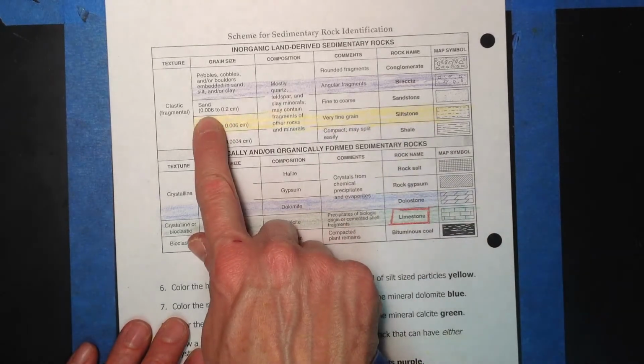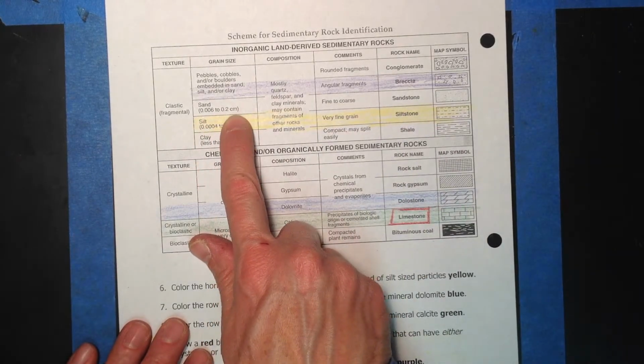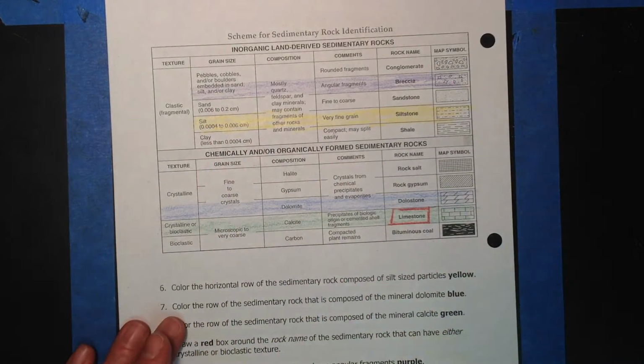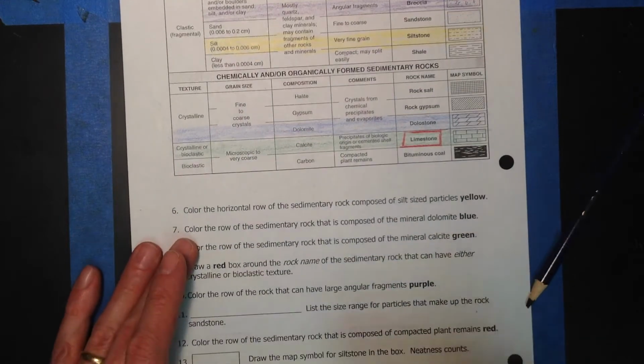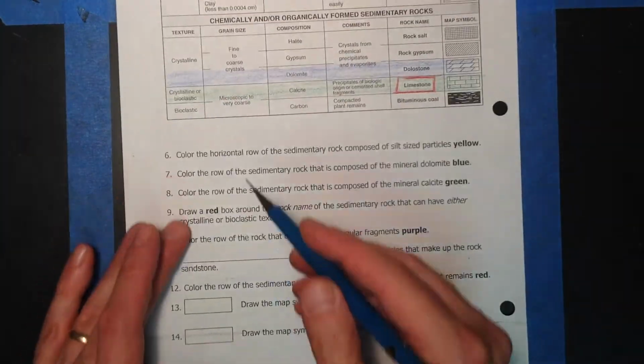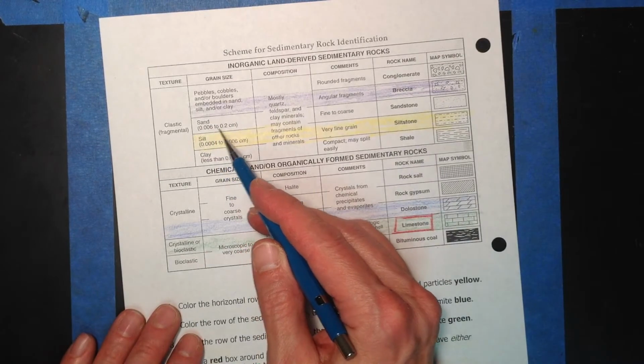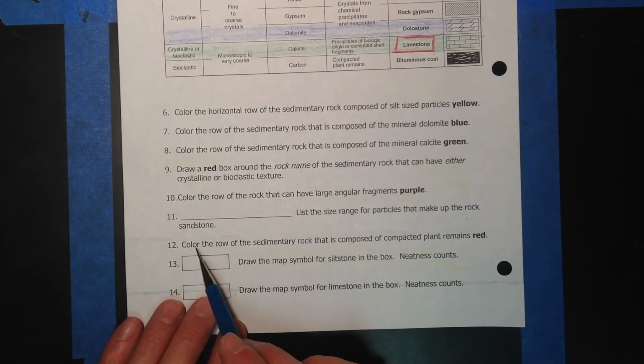11. List the size range of particles that make up the rock sandstone. Sandstone particle size is this, 0.006 to 0.2 centimeters. Okay? So that's what you want to write right here. It's this, 0.006 to 0.2 centimeters.